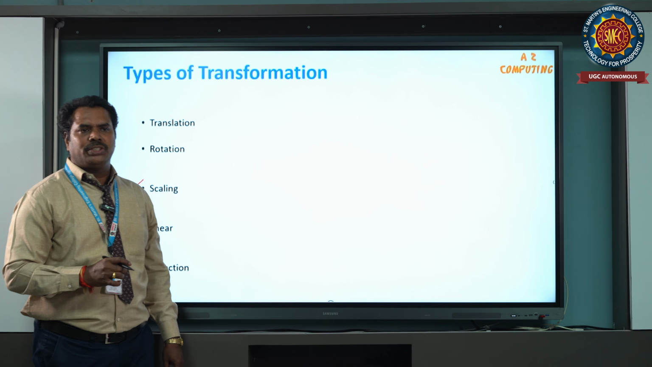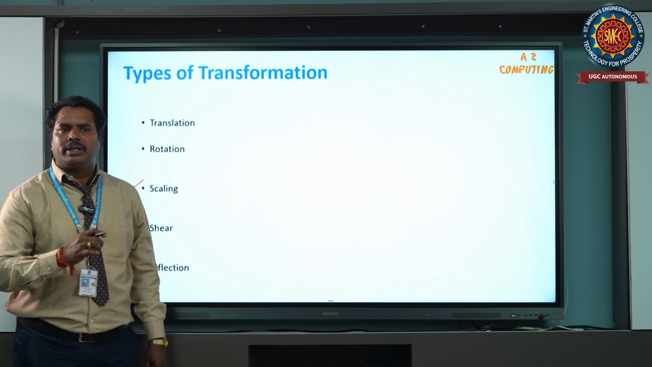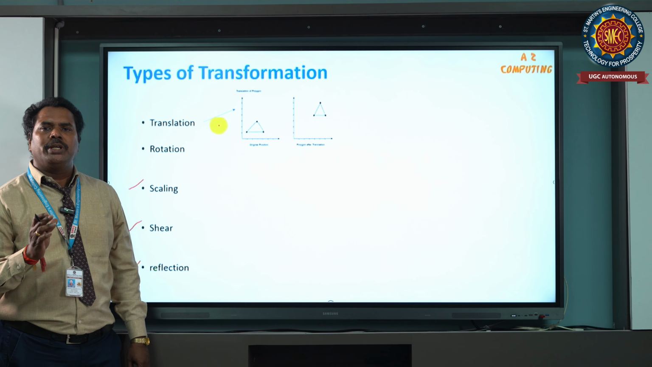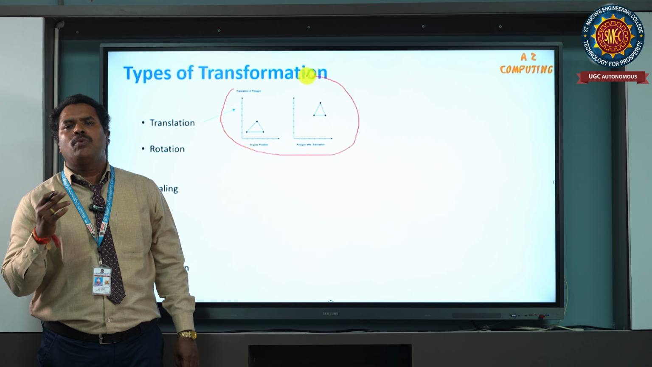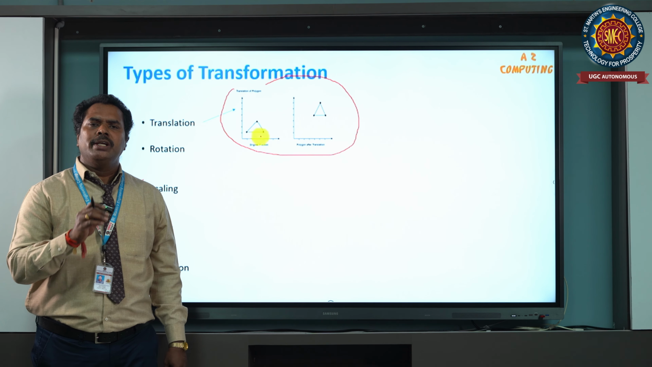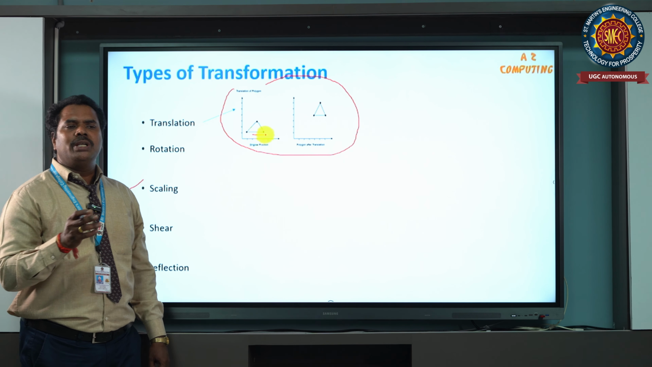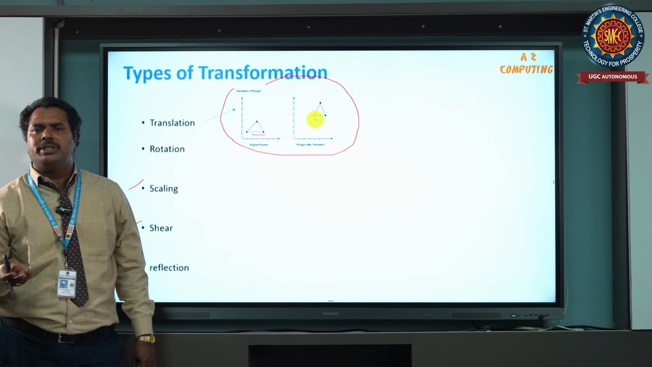So one more is the shearing factor. Using a shearing factor, you distort an object in the x direction or y direction. It depends upon the x and y values only. And one more is reflection. Using reflection, we create a mirror image of an object.